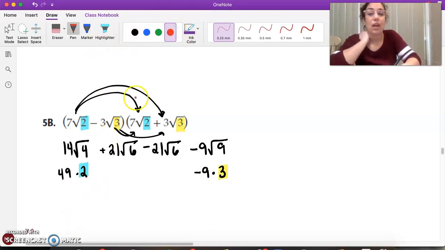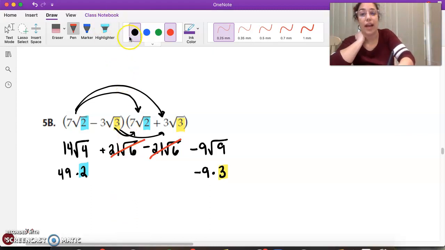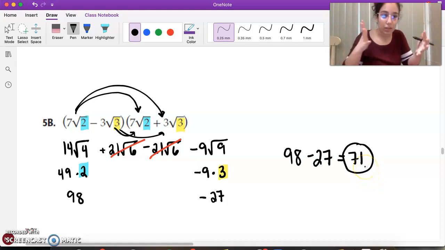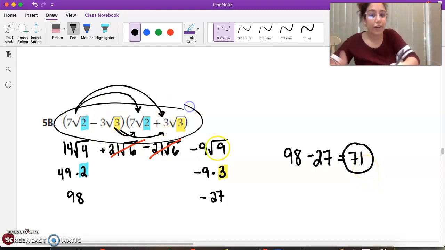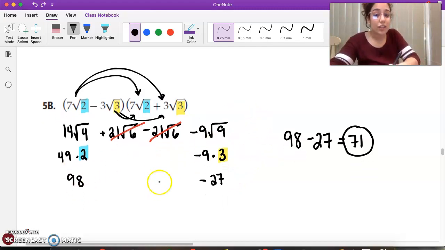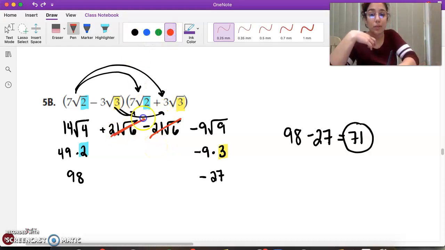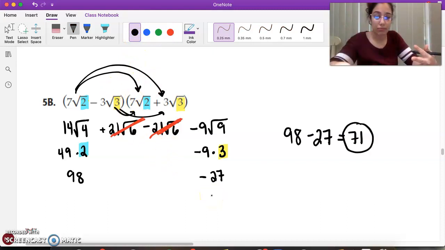So then these cancel out and you get 49 times 2 is 98. These went away and you get minus 9 times 3 is 27. All right, so then you get 98 minus 27, which is 71. Final answer. Done. Yes, you get a number because these are all just numbers. There's no variables, no nothing. This should remind you of when we worked with complex numbers and the middle terms when we were dealing with conjugates canceled out. So you end up just getting a number.